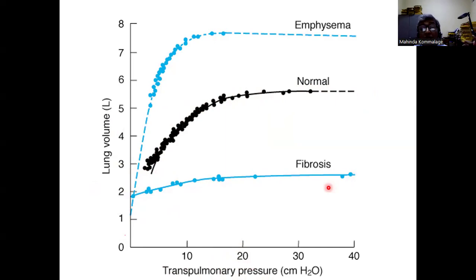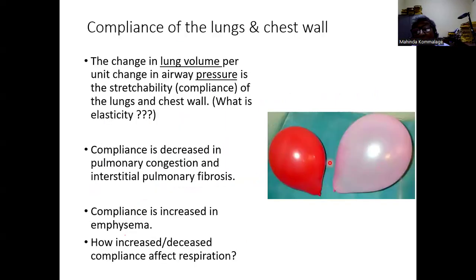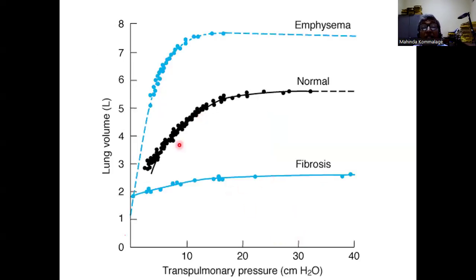So if you consider these two balloons as alveoli, which alveolus has fibrosis? If these are two alveoli, which one? Red one. The red one has more fibrous tissue and is difficult to expand. Of course, it's more elastic, but it's not good because we cannot expand, right? This is normal, and in emphysema, expansion is more. We cannot expand more.